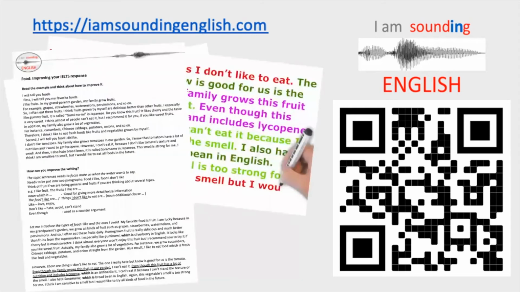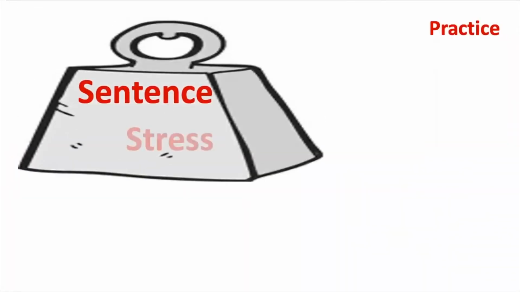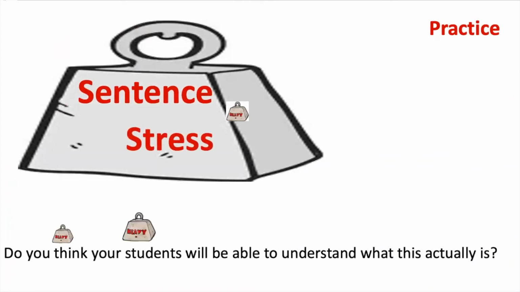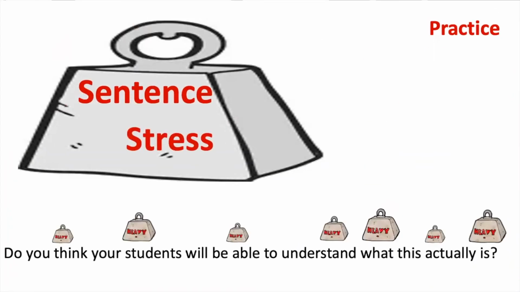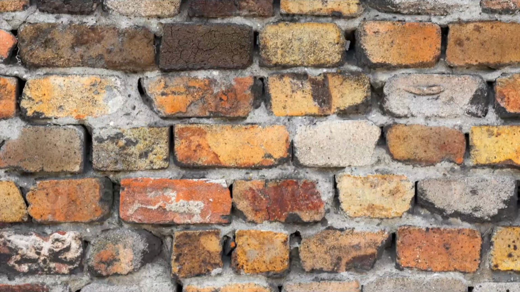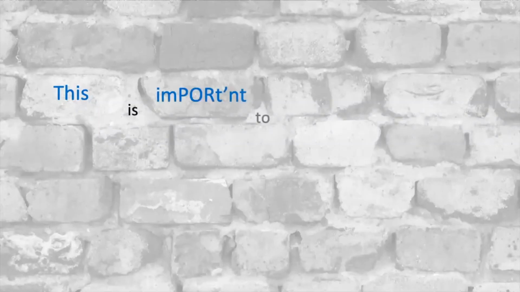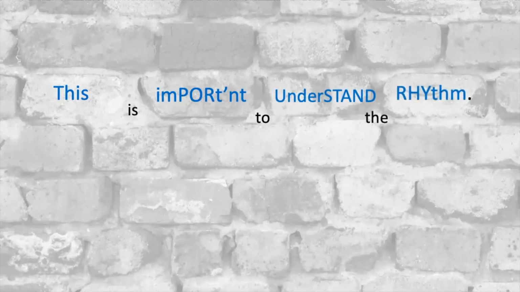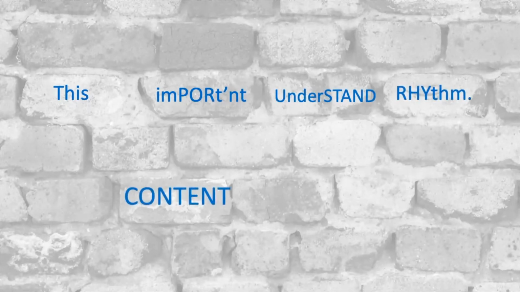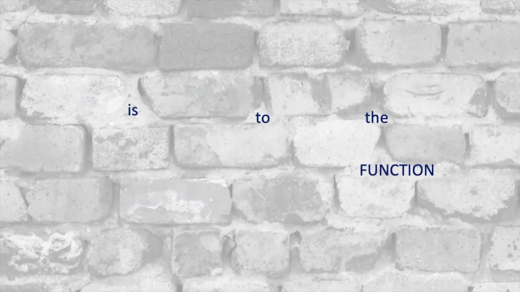Okay, now if we move on to the next one, sentence stress. Do you think your students will be able to understand what it actually is? Sentence stress, we look at the content words and the function words. The contents are the bricks and the function words are basically the mortar. So looking at this sentence here, this is important to understand the rhythm. So contents are in blue and function words are in black.